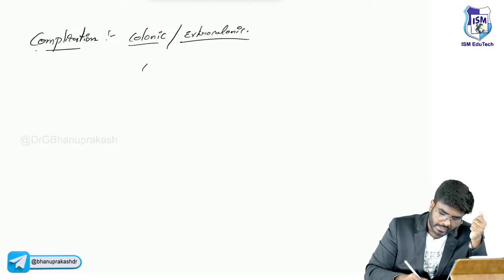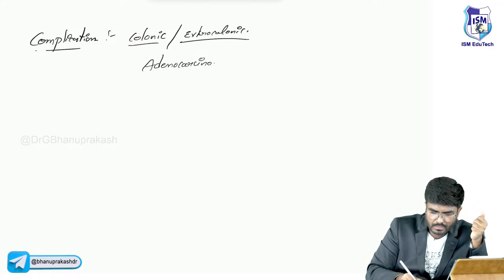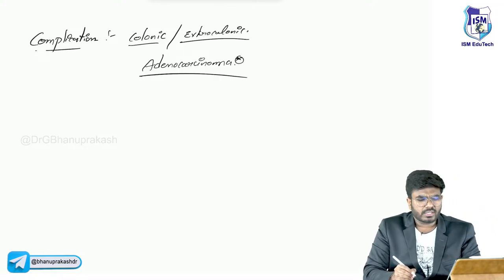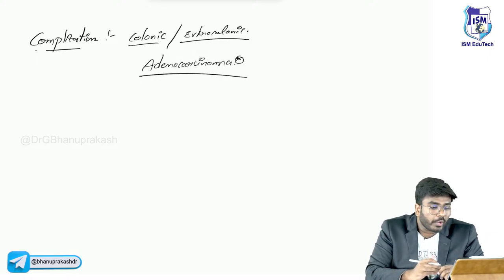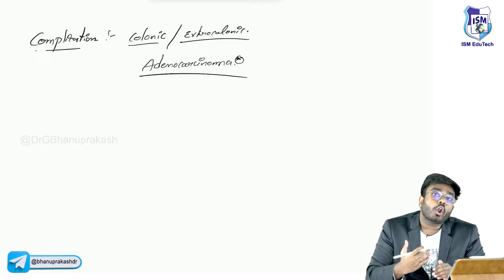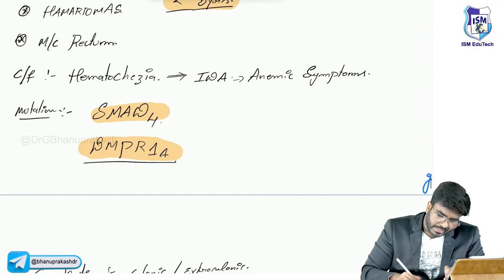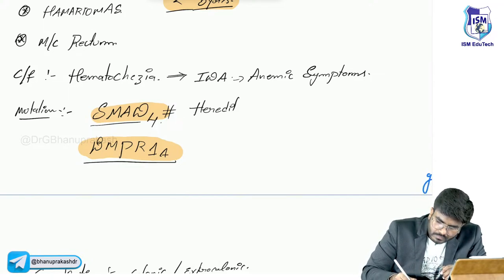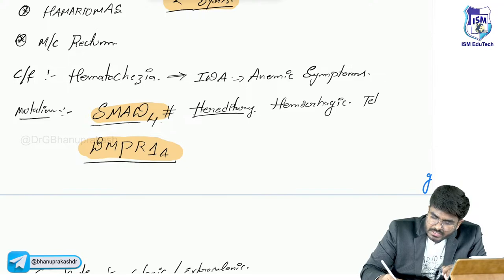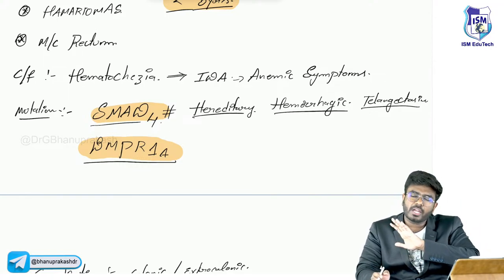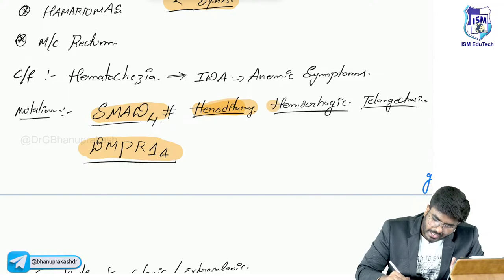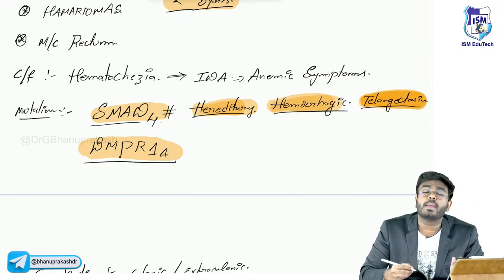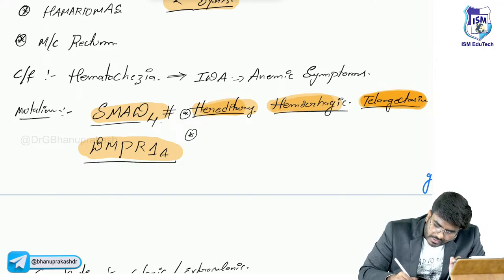So colonic or extracolonic adenocarcinoma can be developed in these patients. That's not that important, but these patients are going to have certain extracolonic manifestations. What are they? I have said SMAD gene mutation, so these patients are going to have hereditary hemorrhagic telangiectasias. Not only the polyps, of course hamartomatous polyps are there, no doubt. Not only the hamartomatous polyps, these patients are going to have HHT, hereditary hemorrhagic telangiectasias. Not only that, AV malformations.